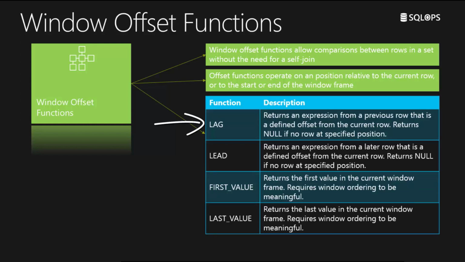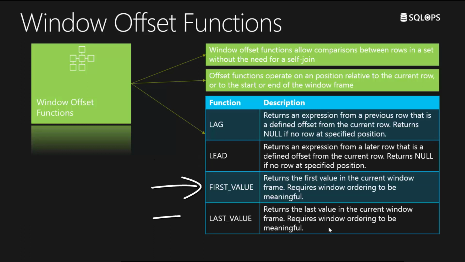The LAG function returns an expression from a previous row that is a defined offset from the current row. It returns a null if there is no row at the specified position. The LEAD function operates similar to the LAG function, but it returns an expression from a later row that is a defined offset from the current row. It also returns null if there is no row at the specified position.